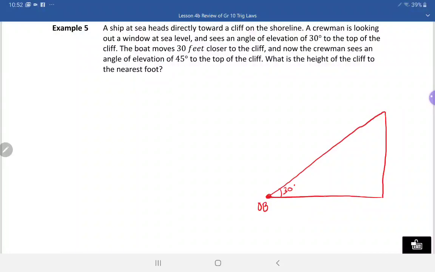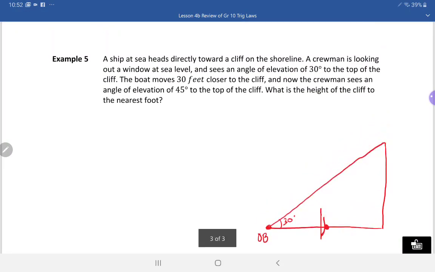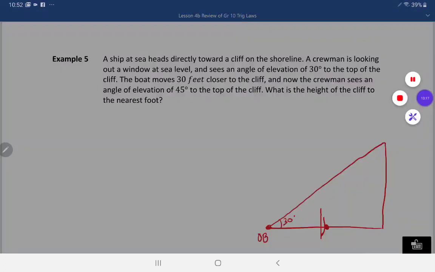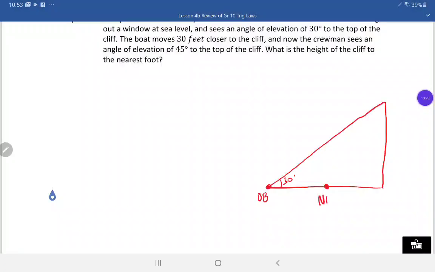Once the boat has traveled, they get to their new position. And we'll call that NB for new boat. It's their new boating position. They're now looking up to the top of the cliff at an angle of 45 degrees. And we also knew that they had traveled 30 feet in that time frame. So from the original boat to the new boat, it's a distance of 30 feet.